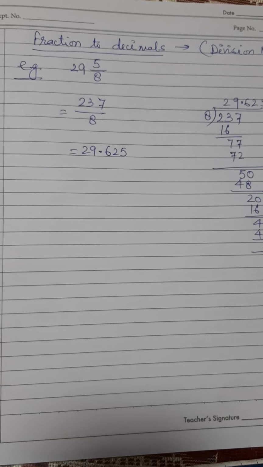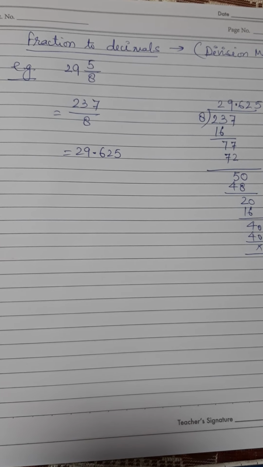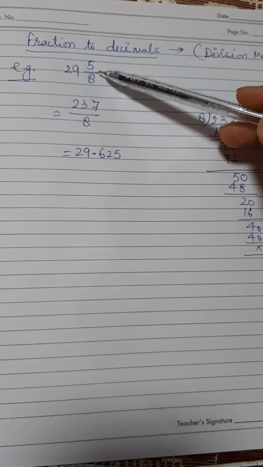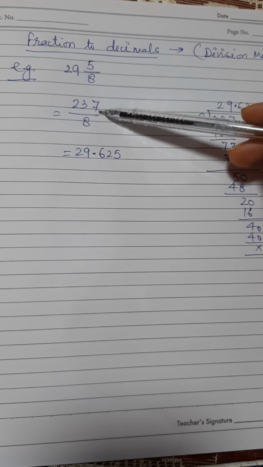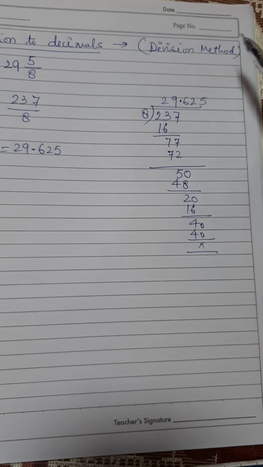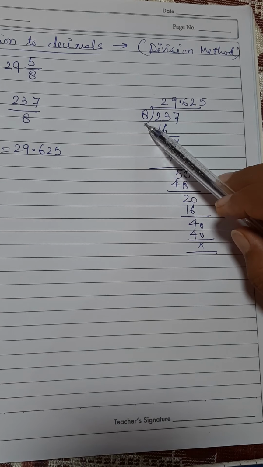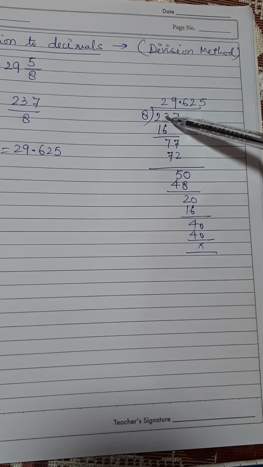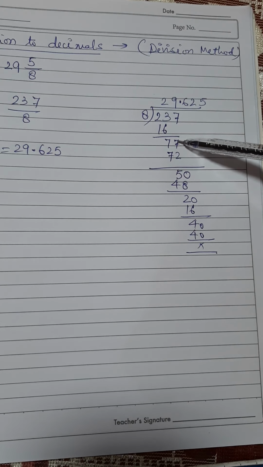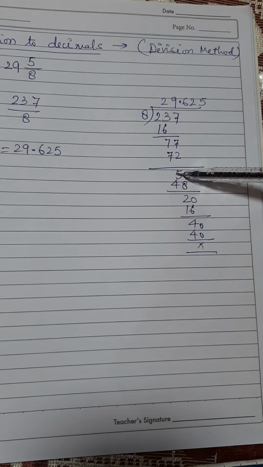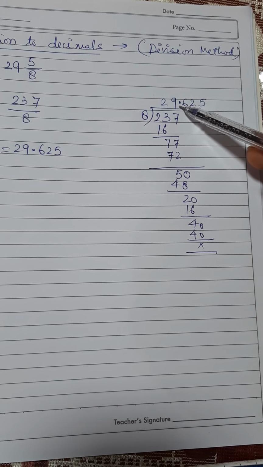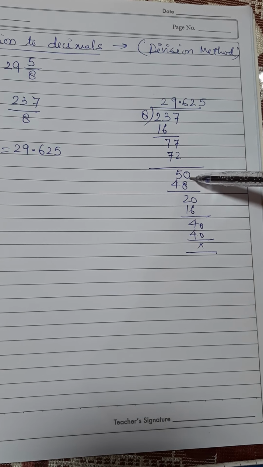Now the next topic is fraction to decimals by the division method. The number given is 29 whole 5 by 8. Just convert into an improper fraction, so it becomes 237 over 8. And now you have to divide it. You have to divide 237 by 8. So 8 2s are 16. 23 minus 16 is 7. Copy this 7 here. Now 8 9s are 72. 7 minus 2 is 5. Right? Now we don't have any number, so just put a decimal in the answer and put 0 here.